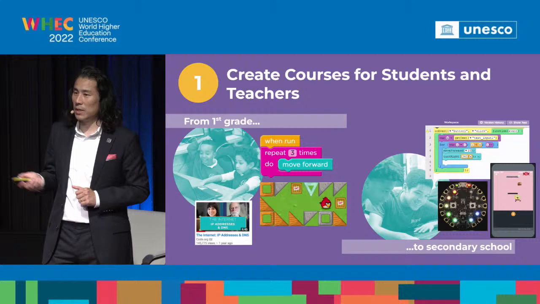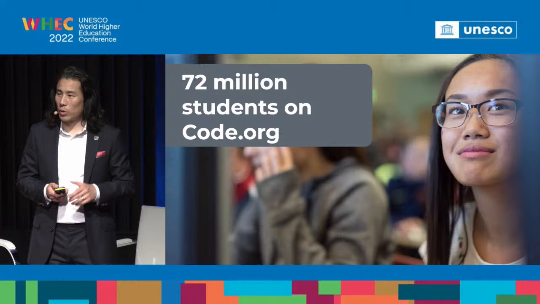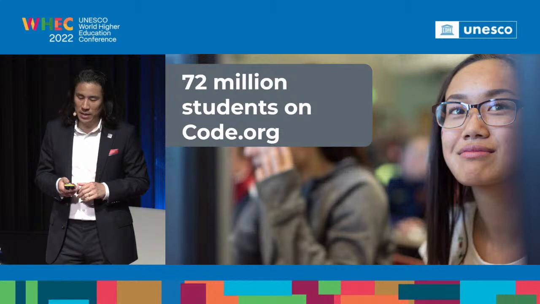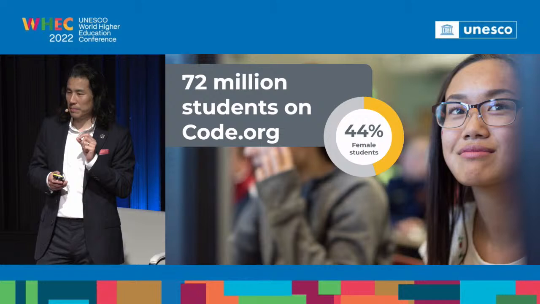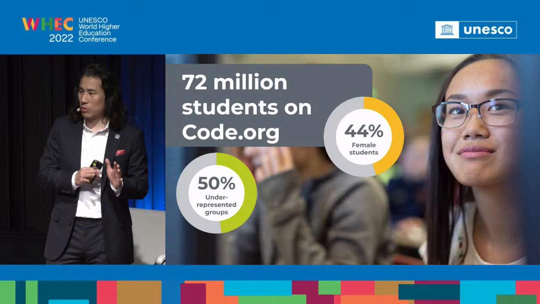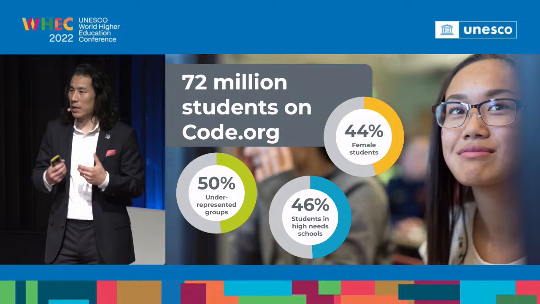And it's hugely popular. 72 million students around the world are on Code.org. 27 million of those students are actually outside of the US. And what I'm really proud of is that 44% of those students are female. 50% of those students in the US are from underrepresented groups. And 46% of those students are in schools of high need, meaning there are schools with high poverty rates.